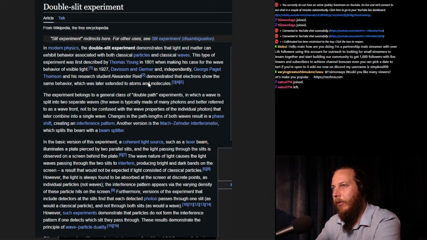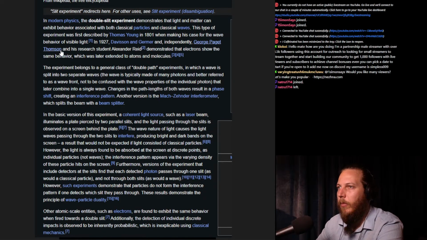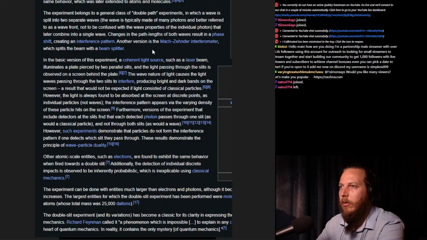So in modern physics, the double slit experiment demonstrates that light and matter can exhibit behavior associated with both classical particles and classical waves. This type of experiment was first described by Thomas Young in 1801, making his case for the wave behavior of visible light. In 1927, Davisson and Germer, and independently George Paget Thomson and his research student Alexander Reid, demonstrated that electrons show the same behavior, which was later extended to atoms and molecules.